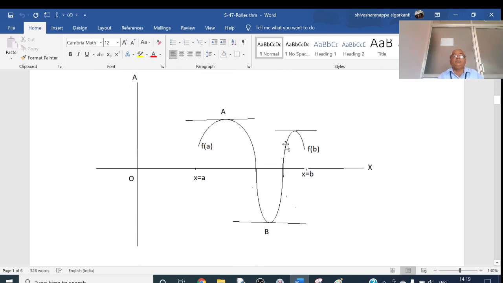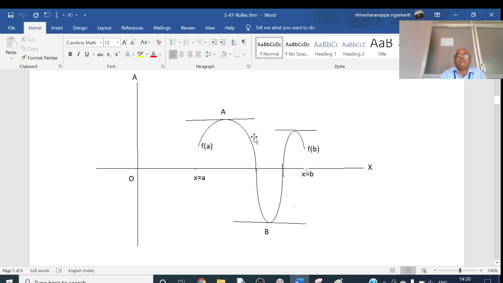See, this is the figure, x = a, and this is x = b. And the curve is like this. This is our curve f(x). The curve is continuous here, and if we observe, the curve is a smooth curve, that means differentiable. Here this is our f(a) and this is our f(b). So f(a) is equal to f(b). This satisfies all three conditions of Rolle's theorem. f(x) is continuous in the closed interval [a, b]. f(x) is differentiable in the open interval (a, b). f(a) = f(b).